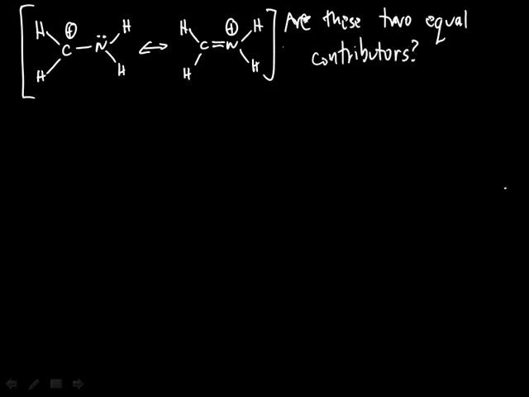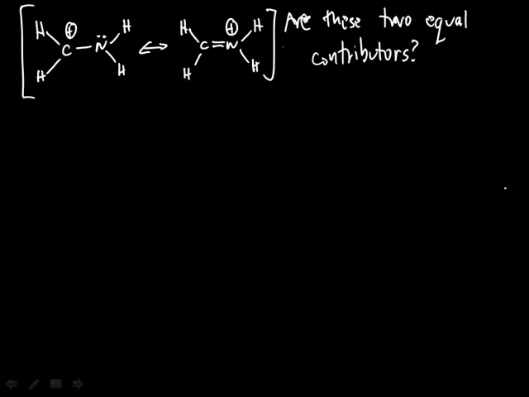Answering this question is important because the properties of the molecule will depend on whether these two are 50-50 or 90-10 or 99-1. In other words, the contributor which is more important will sort of dictate the properties of the molecule, and the molecule will look more like that specific contributor to the overall resonance hybrid.